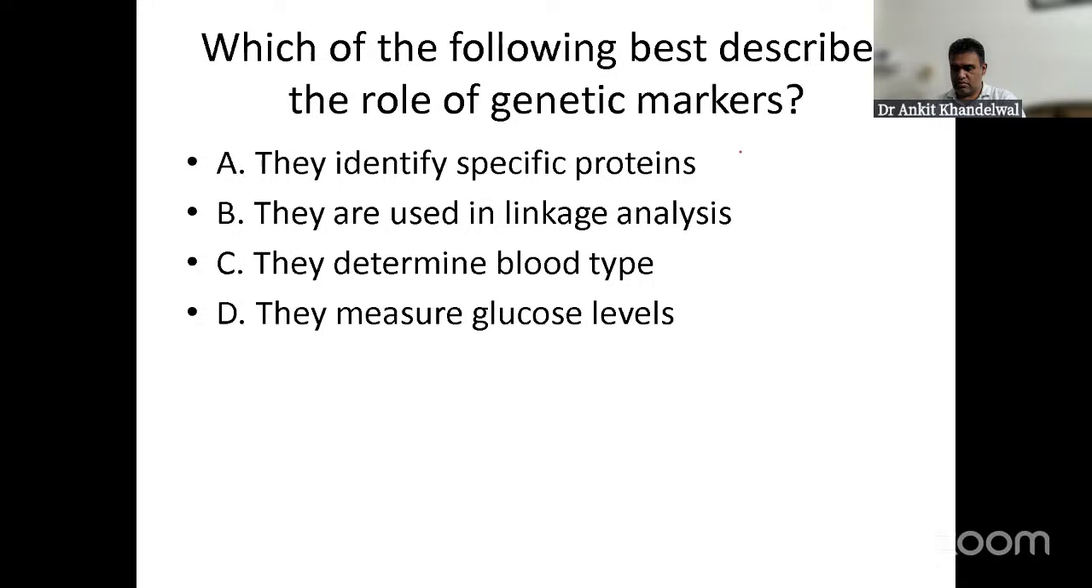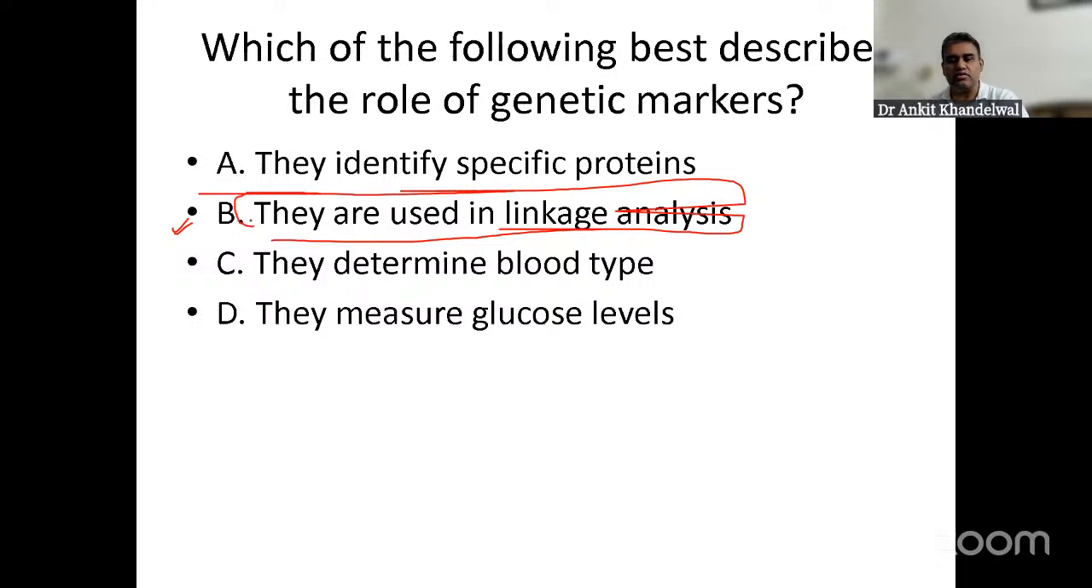Okay. So what will be the answer over here? Again, we are hitting some message chats. Option number B, well done. Yeah, they are using linkage analysis. Very well answered. Remember this, right? So genetic markers, mainly linkage analysis, they are used.